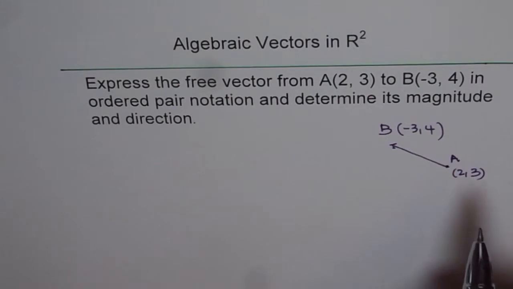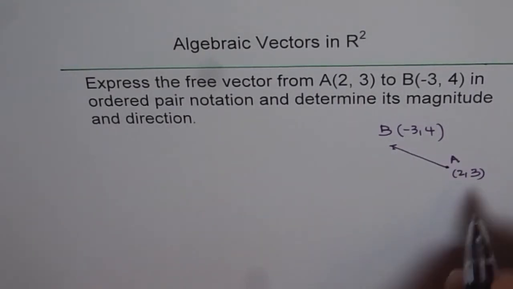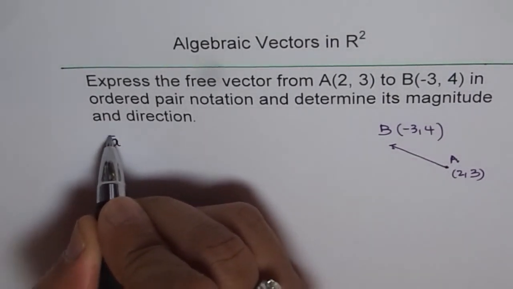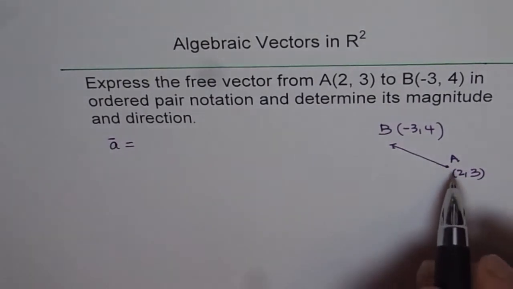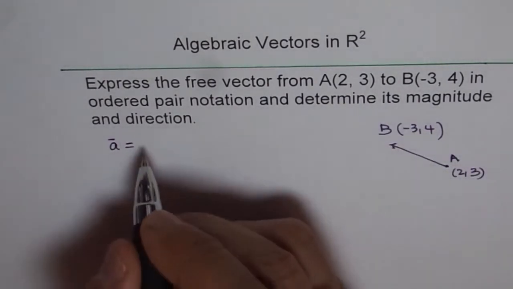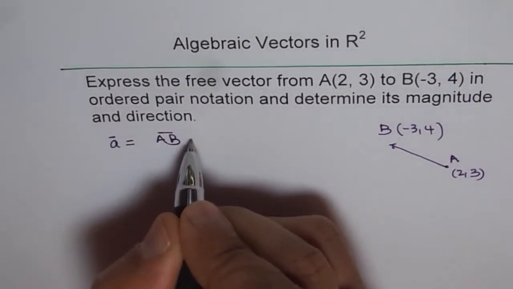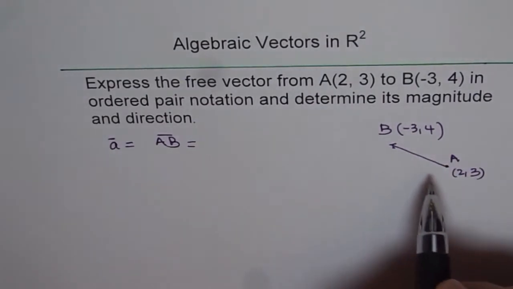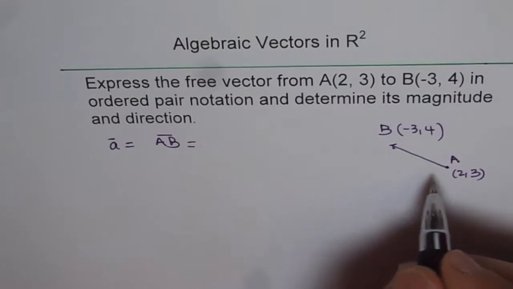So ordered pair notation is within parentheses. So let the vector be, let's say A be the vector which should be AB, A to B, right? And this we can write as B minus A. So we'll find the difference of components of x and y and get our vector.